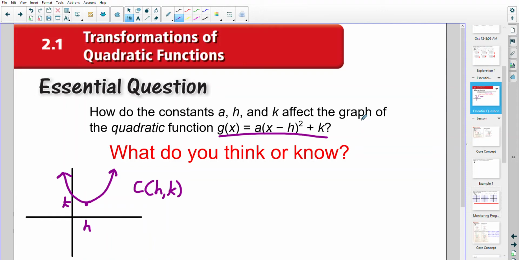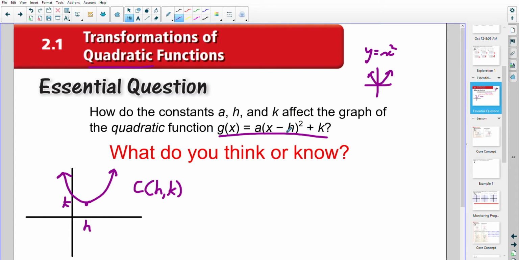In section 2.1, we're going to talk about the transformations of quadratic functions, quadratics, or parabolas. So the general equation for a parabola is g of x equals a times (x minus h) squared plus k. These letters a, h, and k impact the general equation for a quadratic. The general equation is y equals x squared. That's the parent function. And that function looks like this, where the vertex is at the origin, (0, 0).